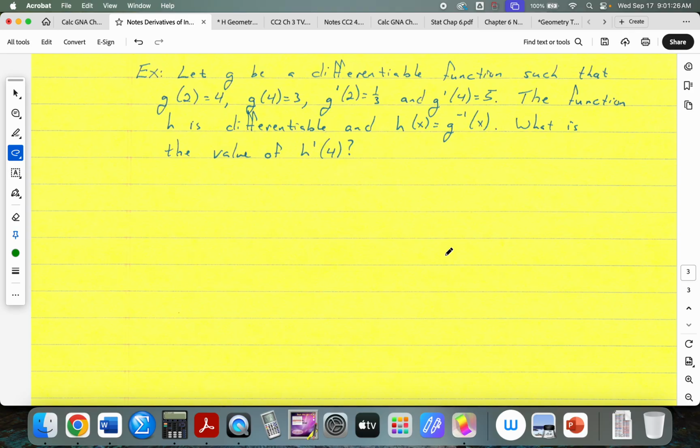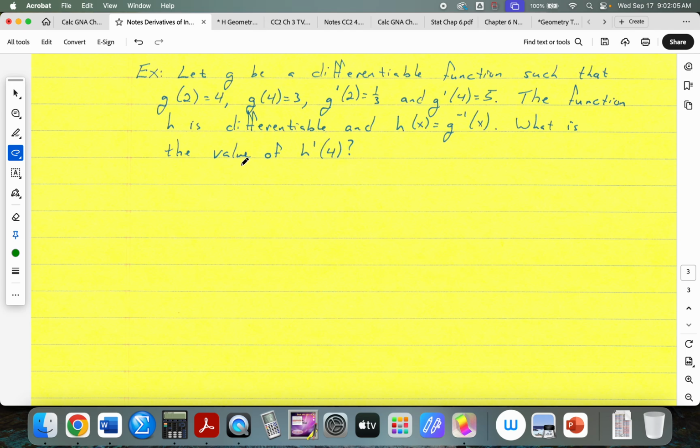This is more like the ones that I've seen more frequently, although again, I don't see these super frequently. Let g be a differentiable function such that g of 2 is 4, g of 4 is 3, g prime at 2 is 1/3, and g prime of 4 is 5. They're giving you more information than you actually need. They want to see if you can parse what it is that you actually need for this. The function h is differentiable, and h of x is equal to g inverse of x. What's the value of h prime at 4?